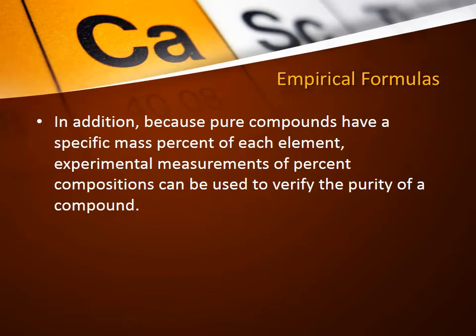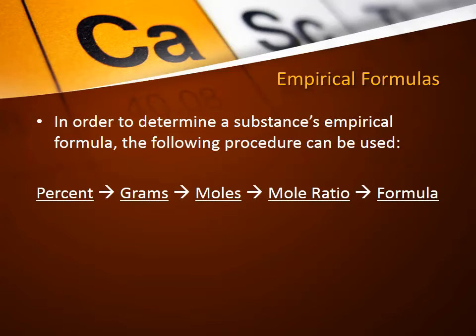Alright, in addition, since pure compounds have a specific mass percent of each element, experimental measurements of percent compositions can actually be used to verify the purity of a compound. That goes back to our objective. So if we're given certain percentages of a compound, we can determine whether it actually is the compound we're looking for or not.